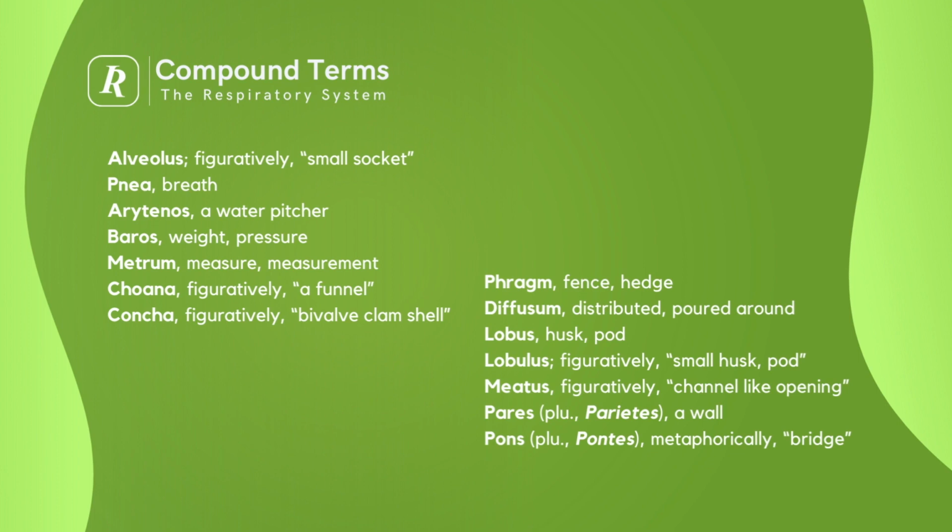Coena, figuratively a funnel. Concha, figuratively a bivalve clam shell. Fram means fence or hedge. Diffusum meaning distributed, poured around. Lobus, husk or pod. Lobulus, a diminutive form of lobus, means small husk or small pod. Meatus, figuratively means channel-like opening. Paries, plural parietis, meaning wall. Pons, plural pontis, metaphorically means bridge.